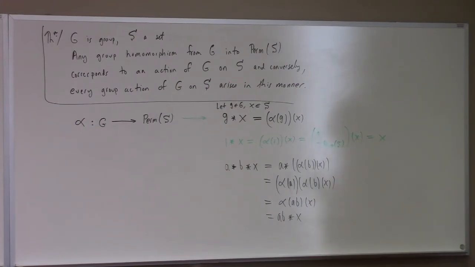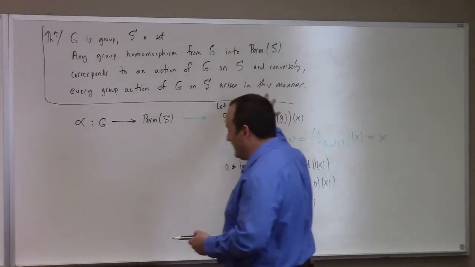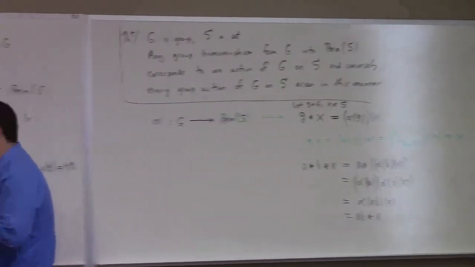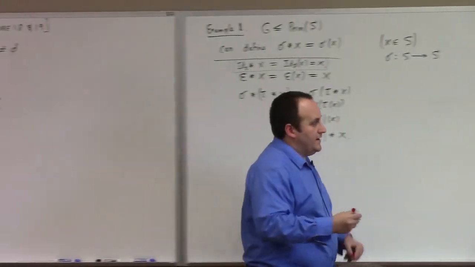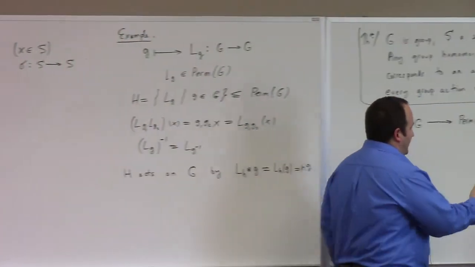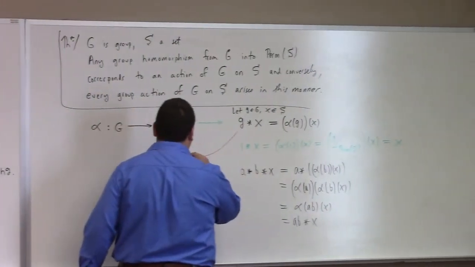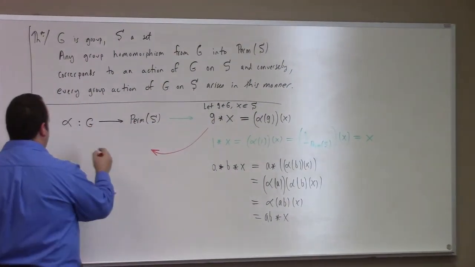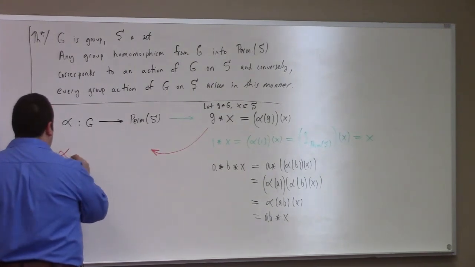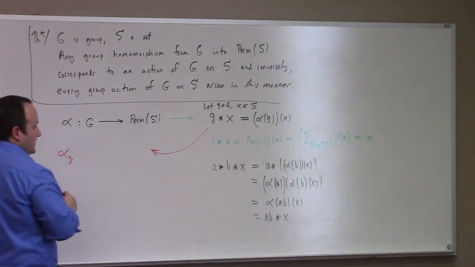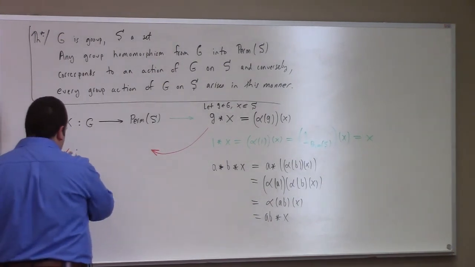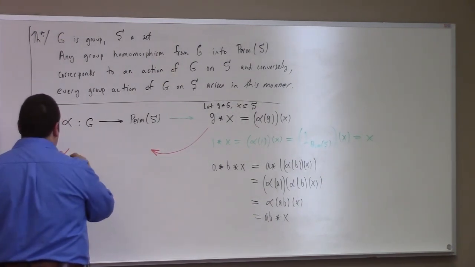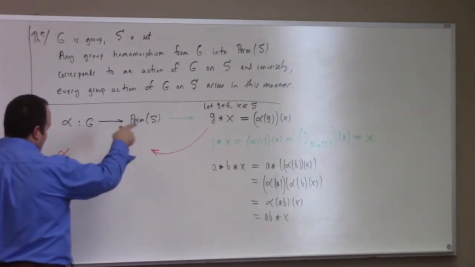How do we go the other way? How do you build a homomorphism from the action? Suppose you're given what's on the right-hand side. You're given the existence of star. How do you build alpha? How do we go from having a group action to having a homomorphism? How do I build alpha sub G, let's say, based on the, well, I shouldn't say alpha. Maybe I should say alpha sub star. It's the homomorphism built from the group action. How do I do that?